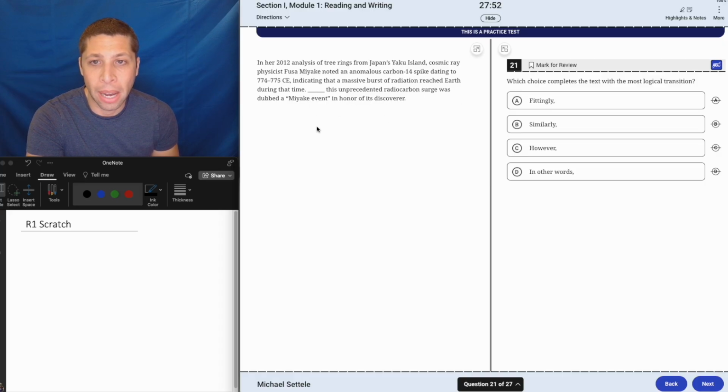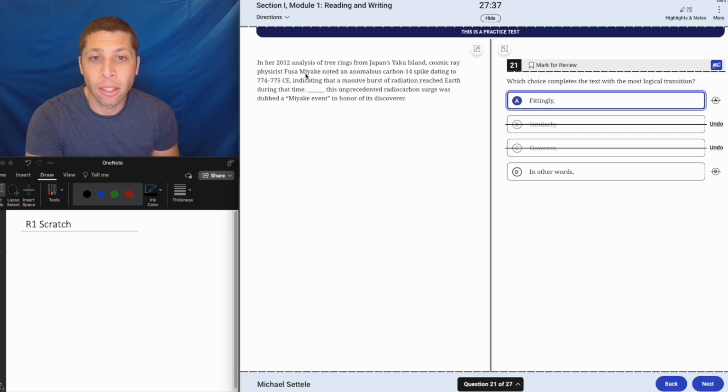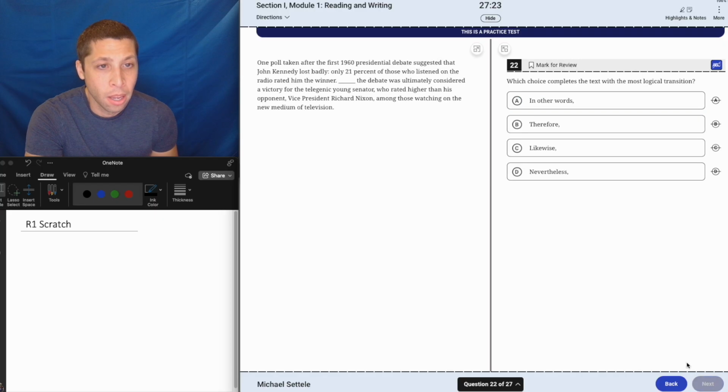Okay, so it's about her. So it's not a however, because why would that be a but, right? But of course we would name it after her. She discovered it. It's not a similarly because these are not things that are being compared. Fittingly means so that's probably right. This person noted a spike at a certain time, so this unprecedented surge was dubbed an event in her honor. Okay, yeah, that's right. In other words, it's not repeating the same thing. So there you go.